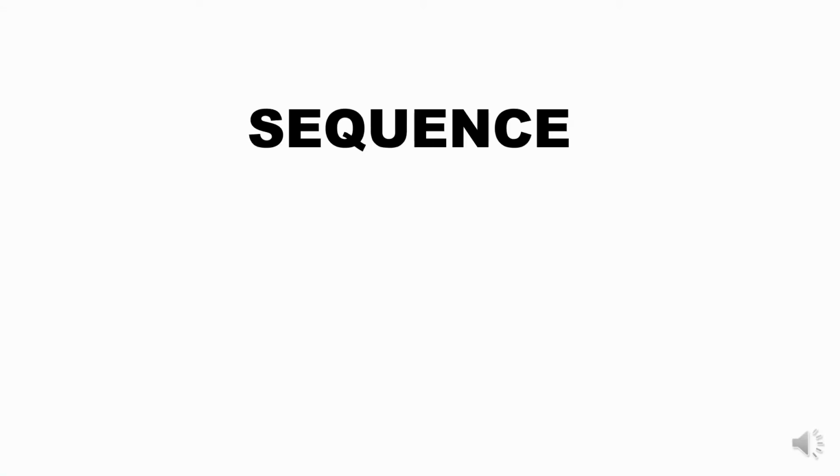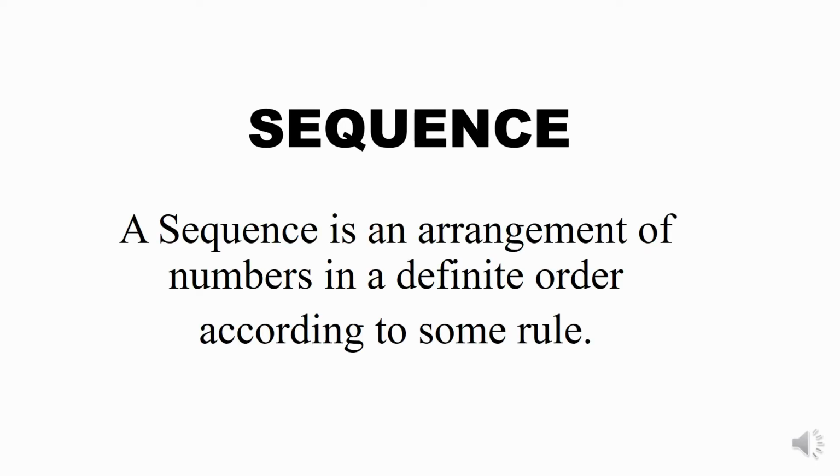Before going to that, let us recall once again the previous module topic, which is nothing but the sequence. What is meant by sequence? A sequence is an arrangement of numbers in a definite order according to some rule. Today we are going to learn about the AP, which is one among these sequences.